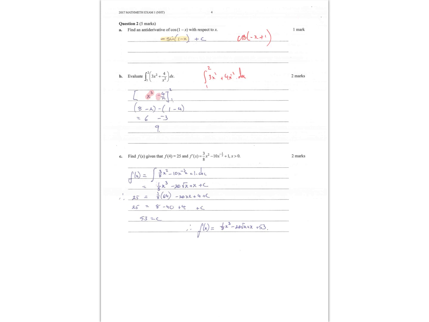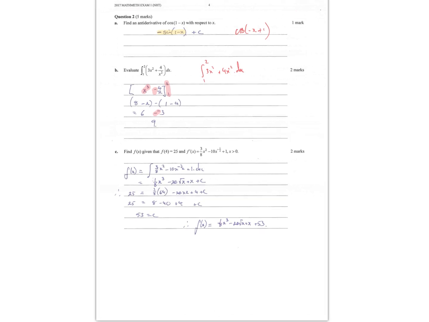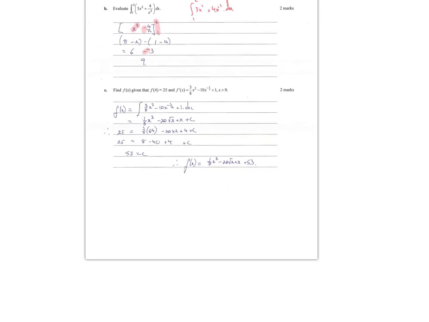4 on x to the 1, substitute my 2 and 1 in. So I get 8 minus 2, subtract in brackets 1 minus 4. So again, just be careful with negative signs. We end up with +9. Again, another nice little integration one here. We've got to find the original function for the derivative.